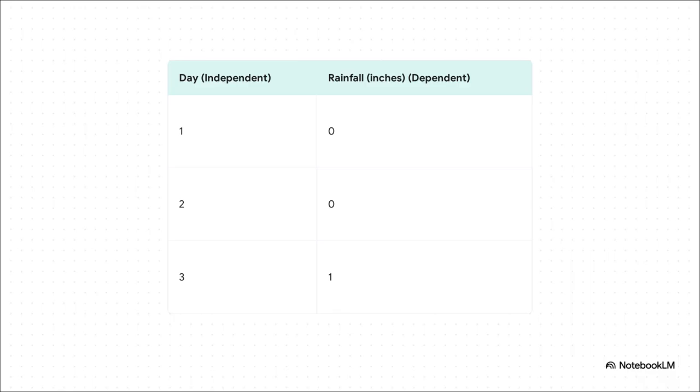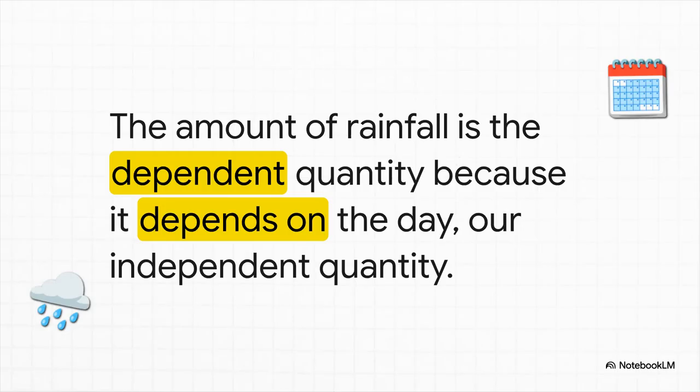The data here is tracking the day versus how much rain fell. So on day 1, 0 inches. Day 2, still nothing. Then on day 3, we get 1 inch of rain. Can you spot the cause and the effect here? You got it. The amount of rainfall is the dependent quantity because it depends on what day it is. The day is our independent quantity. In this case, the passage of time is the cause and the rainfall is the effect.